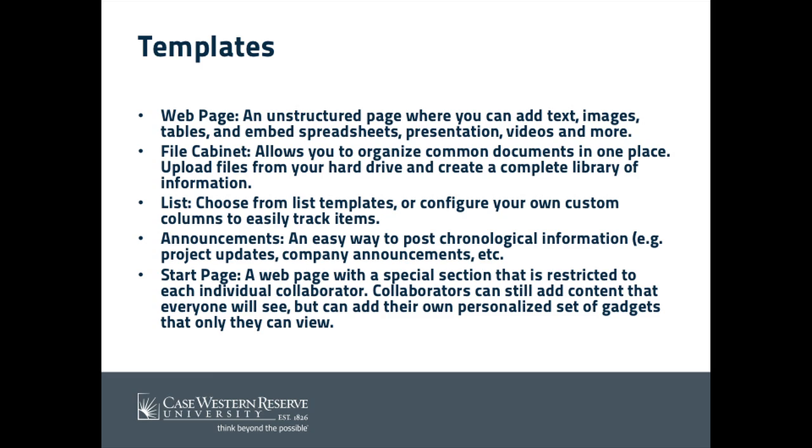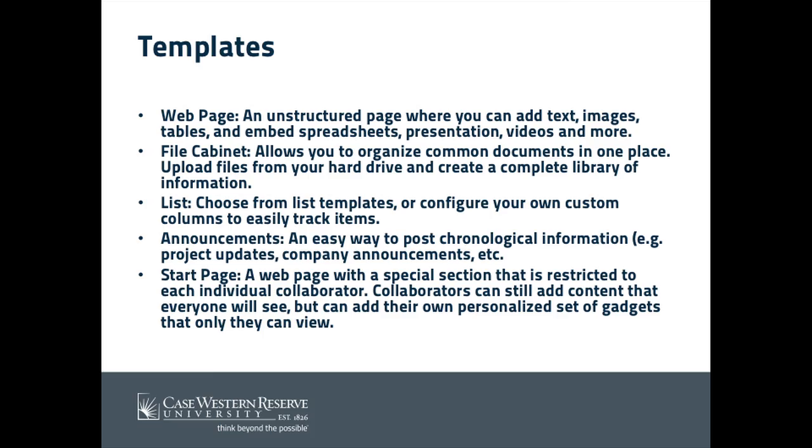There's the web page template, which is just a very unstructured page that you could add anything to. You could add text, you could add images, you can embed Google Apps spreadsheets and documents. There's the file cabinet. It allows you to organize common documents in one place. So you could actually upload files and organize them in a file cabinet fashion. We use this a lot. There's the list, where you can choose a type of list from a list of templates, and then you could also configure your own list to make a web page that has an interactive list that is editable from within that page. We use that a lot.